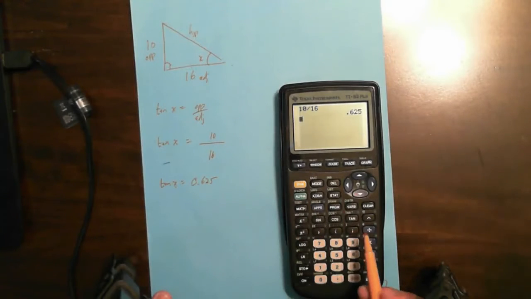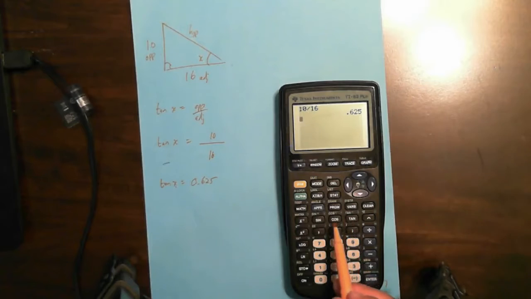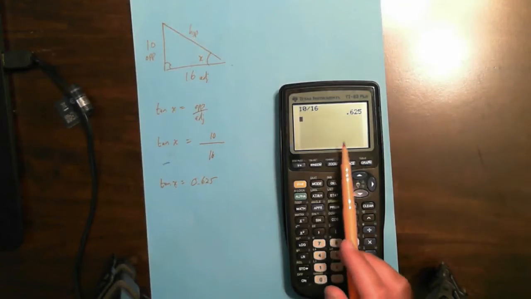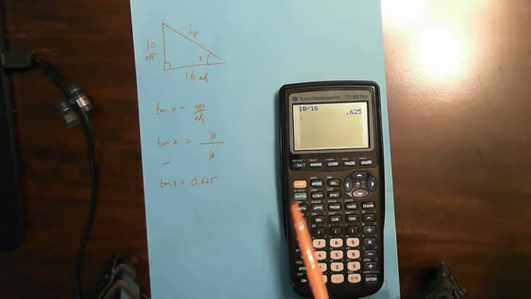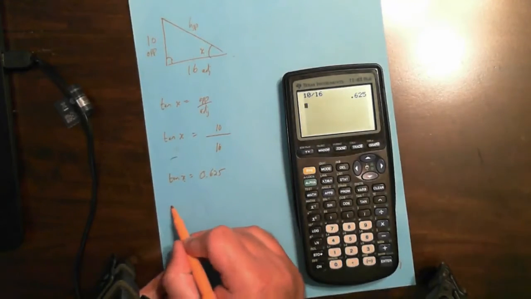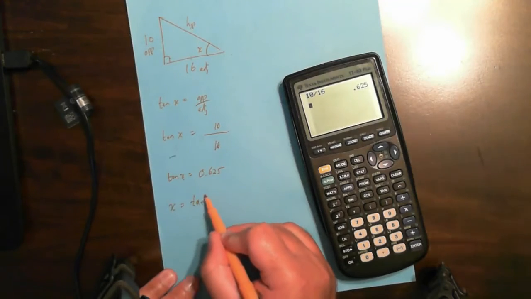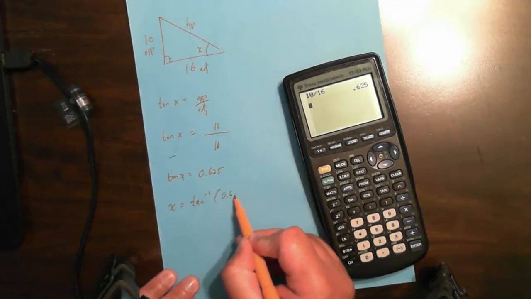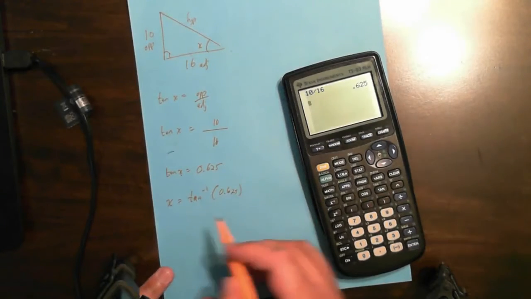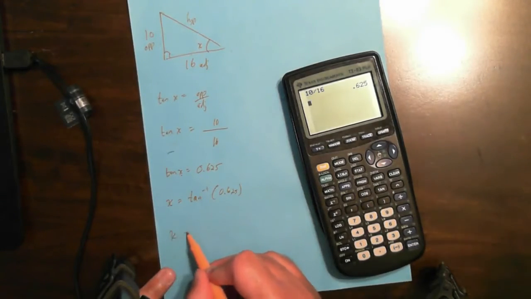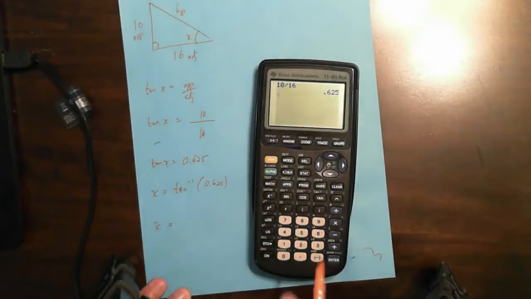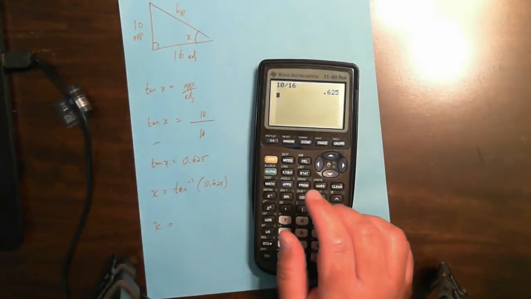I don't know if you can see here, but on my tan button, just above it, I've got in yellow tan with a little -1 on it. That's called the inverse tan. So what I'm going to do is take the 0.625 and take the inverse tangent of that. This is how it's written. You don't need to write this step here, but I can say that x is going to be the inverse tan of 0.625.